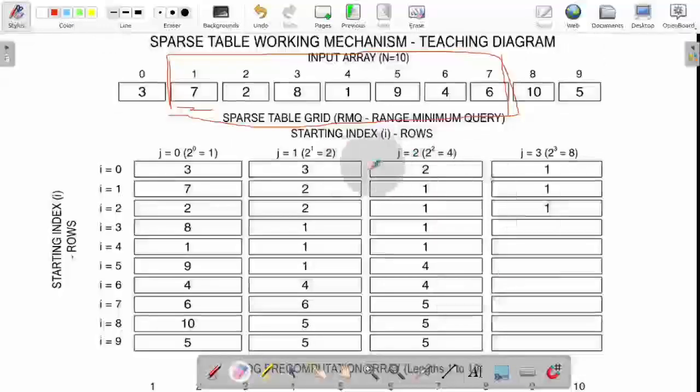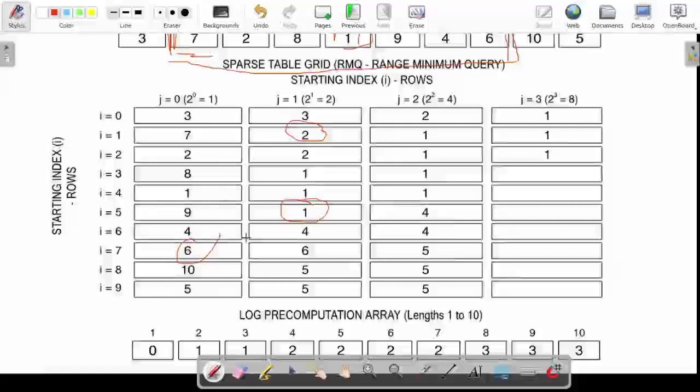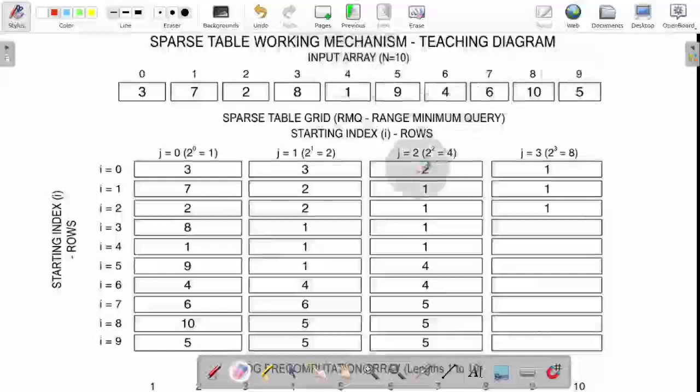And as you can see, if we move using the sparse table also, for 1 to 7, the minimum is 1. Since we have considered these segments, SP of 1 comma 2, we have to take the minimum of this, then SP of 5 comma 1, that is this one, and SP of 7 comma 0, that is this. And the minimum of these three elements is also 1. So we have verified our answer using our sparse table also.